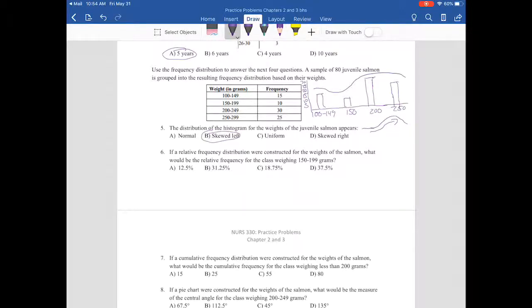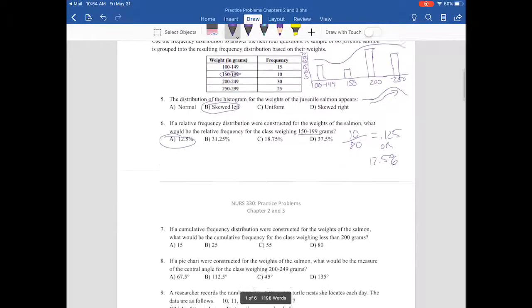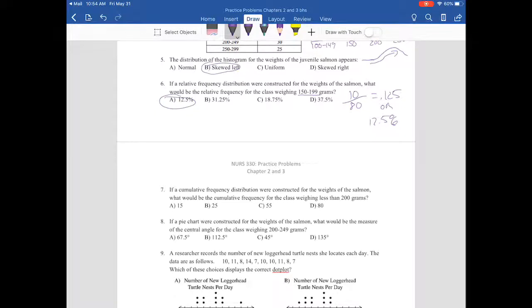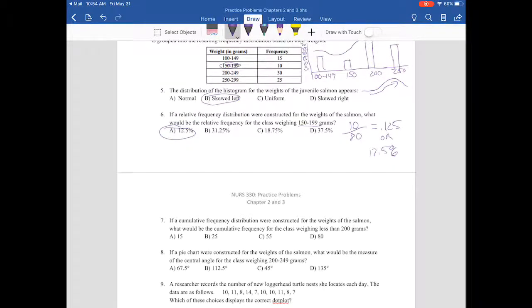Number 6 wants to know about the relative frequency of the distribution, particularly relative frequency for the class weights of 150 to 199 grams, which is found right here. So that's 10. So 10 over the total of 80 is equal to 0.125, or you can say that is 12.5%, which is A.